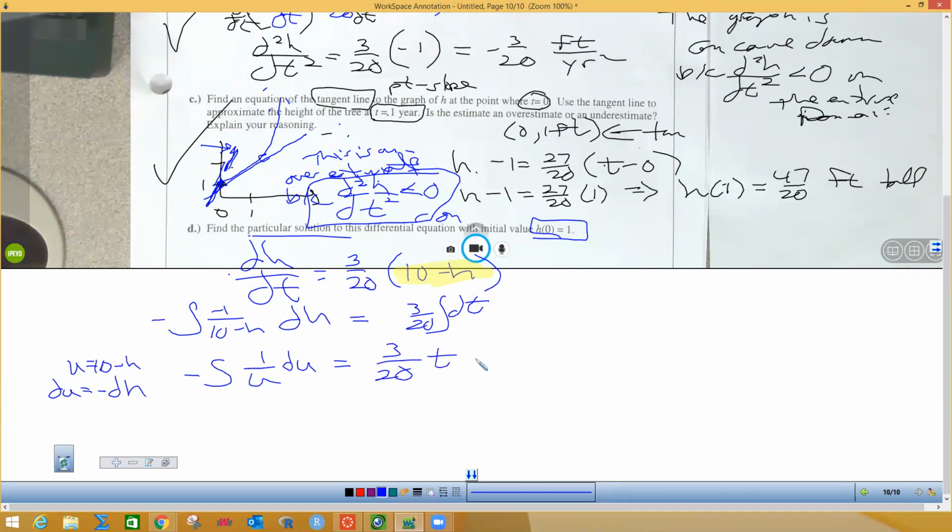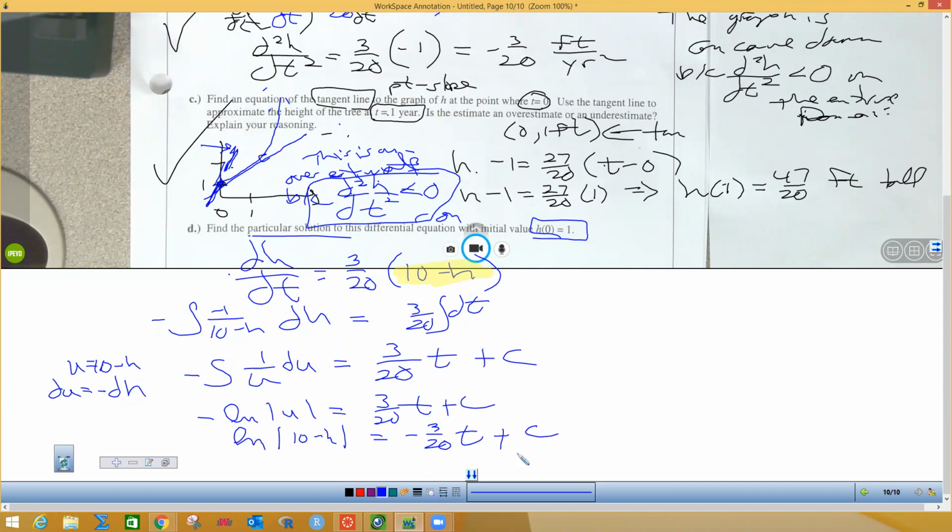What's the integral of 1? This gives me negative natural log of u equals 3/20 t plus c. I'm going to get rid of the negative sign by multiplying each side by negative 1, and I'm also going to put my 10 minus h back in. This is actually a negative c, but I'm just going to leave it plus c. If you put a minus c, it's okay, but you'll have to leave it minus. This c is different than that c. Some people put a subscript 1 and subscript 2 to tell you they're different. You don't have to, but they are different.